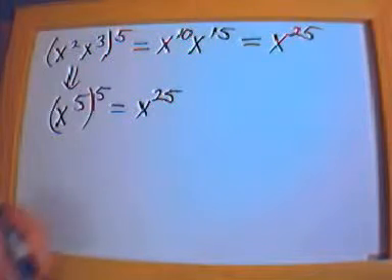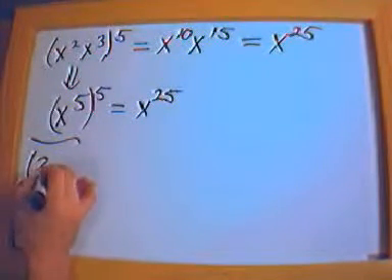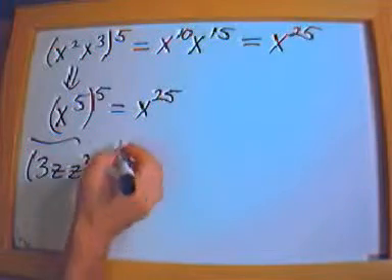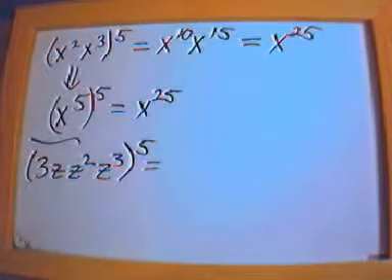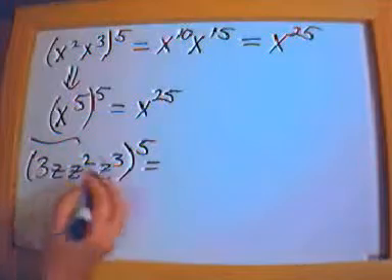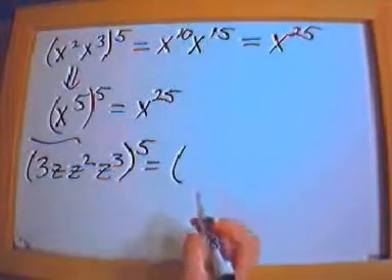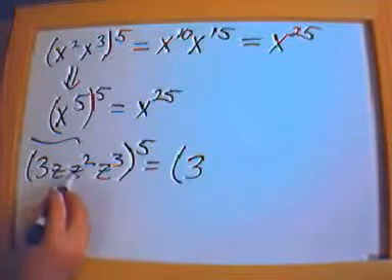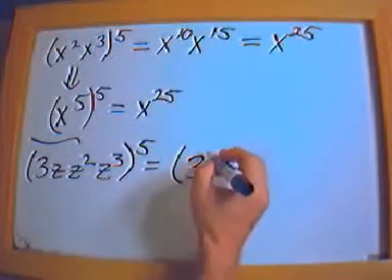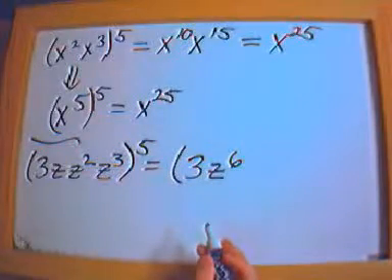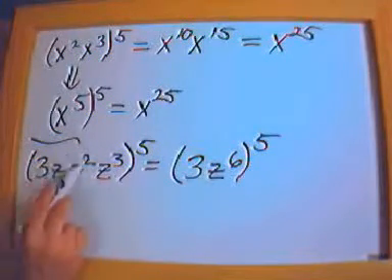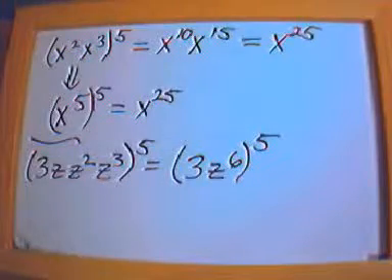Okay. Let's say I've got something like 3z times z squared times z to the third, all raised to the fifth power. Well, this one I'm definitely going to simplify the inside first. So I'm going to simplify these z's by adding the exponents together. On the inside I have 3, and then a z, a z squared, and a z cubed, so I can simply add these exponents. 1 plus 2 is 3, 3 plus 3 is 6, so I've got 3z to the 6th power on the inside, and then I've still got my 5 on the outside.